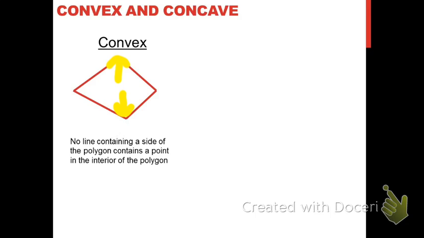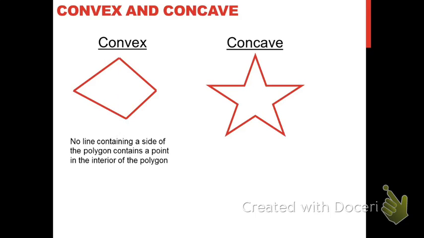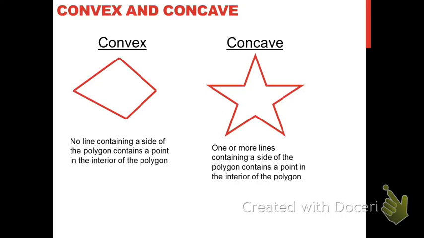Now let's compare that with a concave polygon. Turns out the star that we looked at is a concave polygon. Now let me start with the caving in part. Can you kind of see how some of the sides are pointing inwards? Okay, so it looks like it's caving in, so that's concave. Let's look at a more technical definition here. In a concave polygon, there are one or more lines containing a side of the polygon that also contain a point in the interior of the polygon.